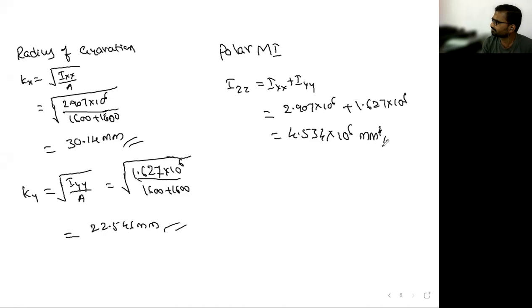Take down this. Okay, everyone. Is it understood how to calculate moment of inertia, radius of gyration, and polar moment of inertia?